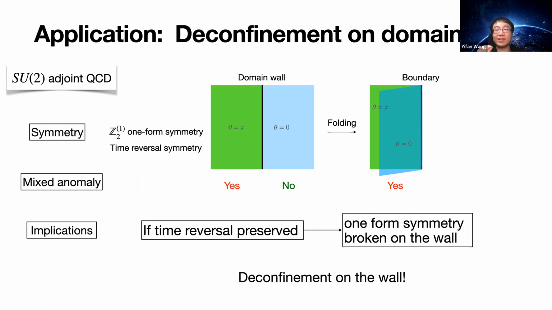Yes, I'm saying that if the domain wall preserves time reversal symmetry, it has to be deconfined. Time reversal, okay, good. And what's the theory? I mean, what are the symmetries? I don't know. This is just the general prediction.